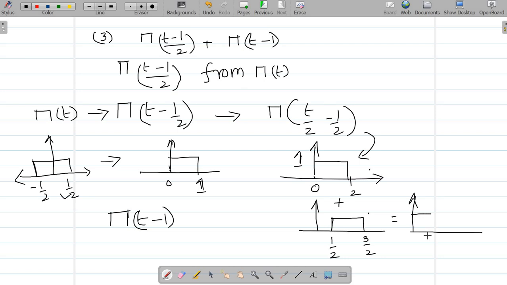So after half a second it will be having an amplitude of 1, and from there onwards till 3 by 2 seconds it will be having an amplitude of 2, and again thereafter it will have an amplitude of 2. So it will have an amplitude of 2 here, and then again an amplitude of 1 here. Okay.